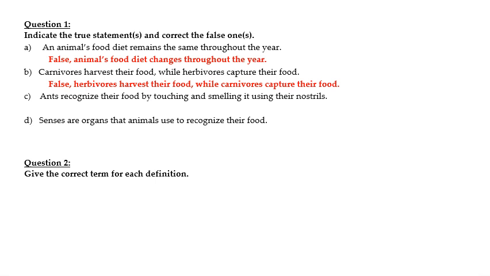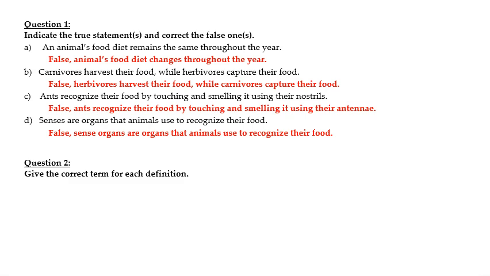Okay, so we use harvest for herbivores, capture or catch for carnivores. Ants recognize their food by touching and smelling it using their nostrils. False. They use their antenna. So, ants recognize their food by touching and smelling it using their antenna. Senses are organs that animals use to recognize their food. False, sense organs are organs that animals use to recognize their food.